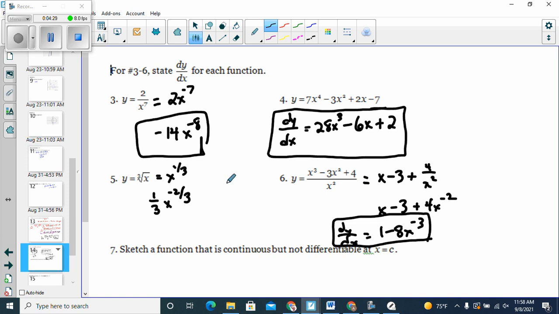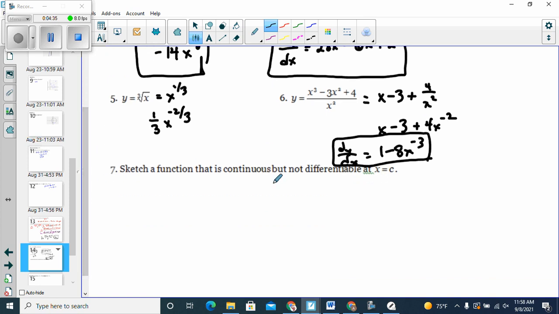And number 7, sketch a function that is continuous but not differentiable. Continuous means no holes, no jumps, no vertical asymptotes. Differentiable means that the slope exists. So I need the slope to not exist, but I can't have any holes, jumps, or vertical asymptotes. That's when I would have that sharp curve at x equals c.